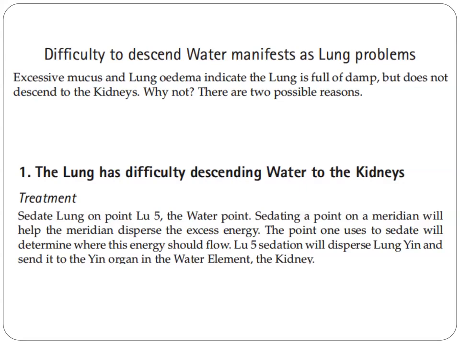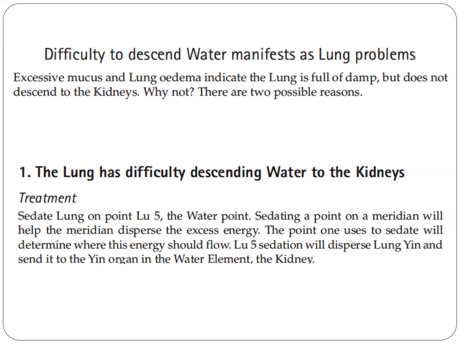Then we have difficulty to descend water that manifests as lung problems. Excessive mucus and lung edema indicate that the lung is full of damp, but does not descend to the kidneys. Why not? There are two possible reasons. Number one, the lung has difficulty descending water to the kidneys. So the treatment would be, we sedate the lung on lung 5, which is the water point.